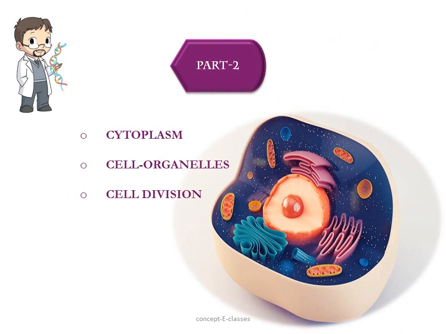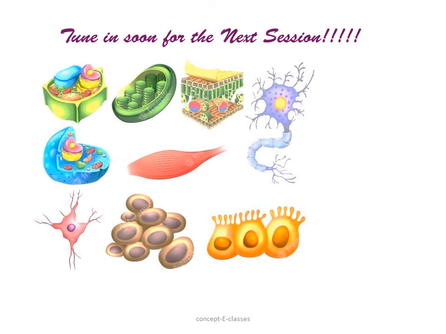So that's all for part 1. In part 2, we'll see the rest of the topics. We'll see about the cytoplasm and many other cell organelles like endoplasmic reticulum, Golgi apparatus, lysosomes, etc. And we'll also deal with cell division.